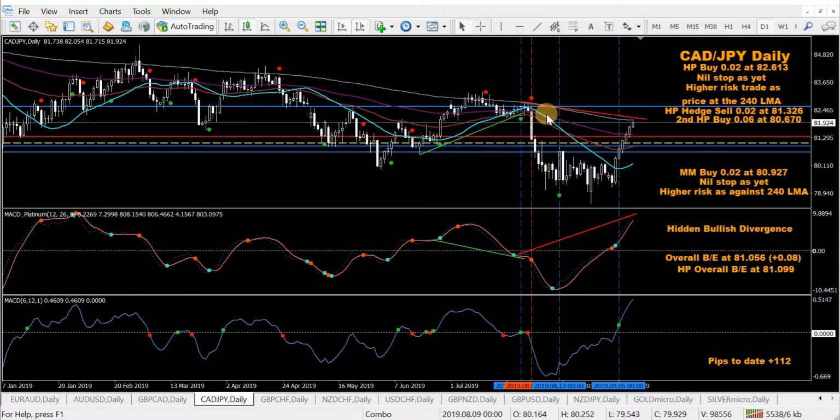CAD yen, similar to a lot of other setups we've got at the moment, start to pop up nicely. Possible bearish divergence setting up again. I took a, what did I do here? HP buy there, then a hedge sell there, second buy in here. So well and truly popped through that HP overall break even, and also through the overall break even, because I've got a mod MACD trade on there also. So it's looking pretty good.